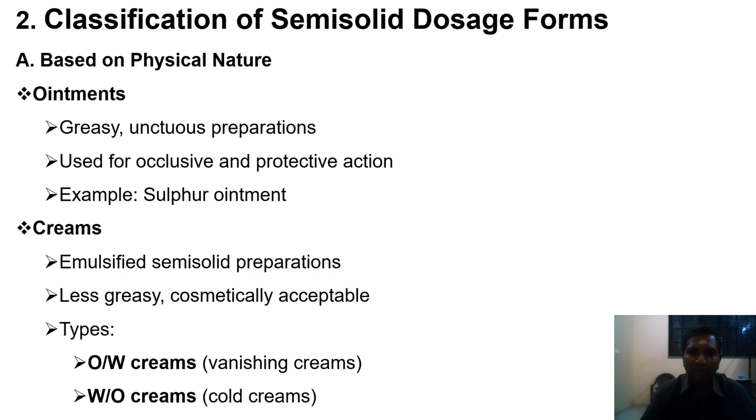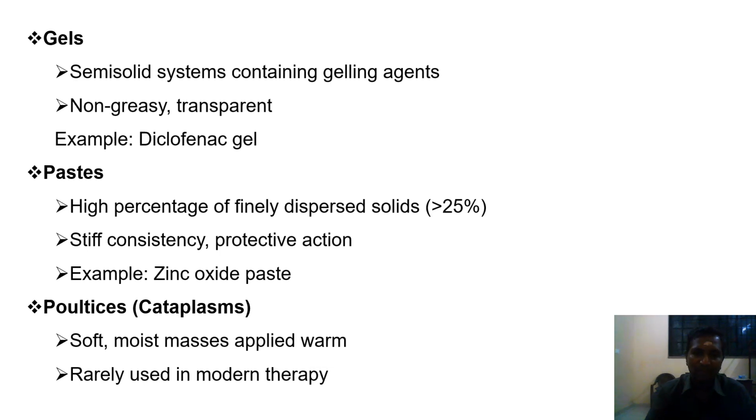Next are creams. Creams are emulsified semi-solid preparations, meaning they contain both oil and water phases. They are generally less greasy and more cosmetically acceptable compared to ointments. Creams are usually classified into two types. The first type is the oil in water cream, also called vanishing cream, where oil droplets are dispersed in water. The second type is water in oil cream, also known as cold cream, where water droplets are dispersed in oil.